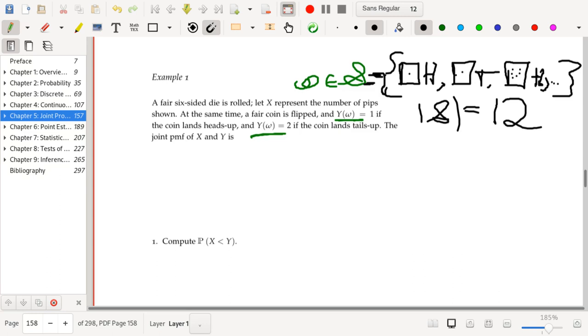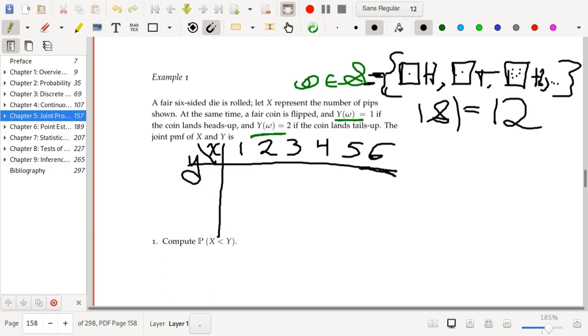So if that's the case, the joint probability mass function for X and Y is going to be, we've got possible values for X, possible values for Y. Everything in this table is going to be the joint probability mass function. X is the number of pips shown on the dice, so that can be 1, 2, 3, 4, 5, 6. Y is 1 if the coin is heads up and 2 if it's tails up, so the possible values are 1 and 2. If we are in this cell, then that means that the dice landed 1, and the coin was a head. There's only one outcome that corresponds to this entry, so this will be 1 over 12.